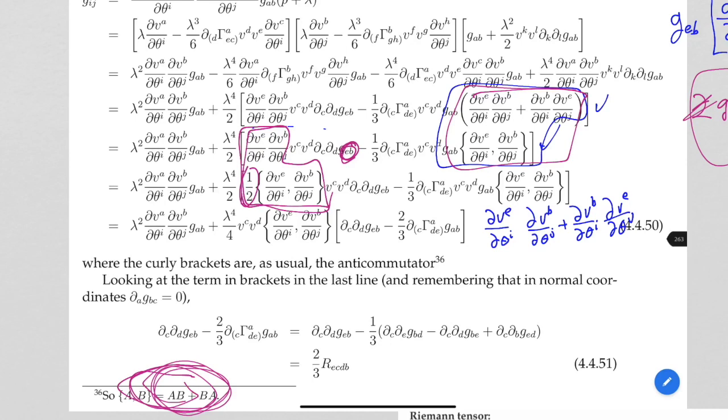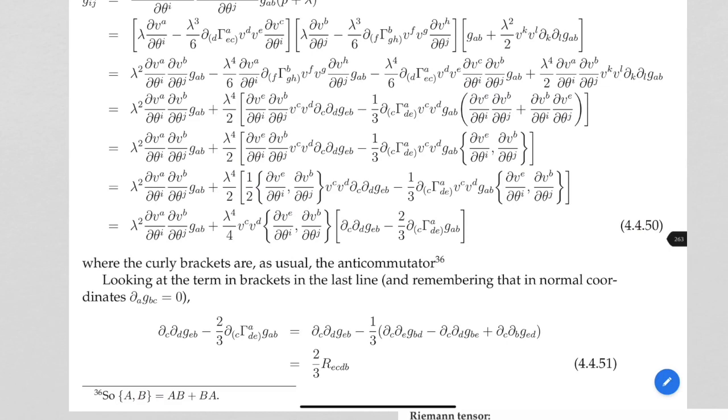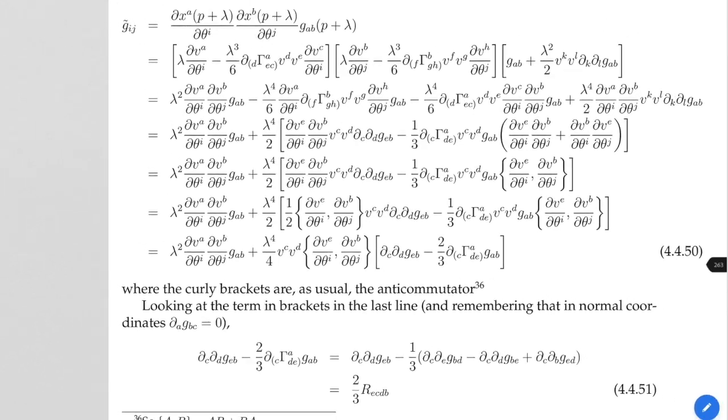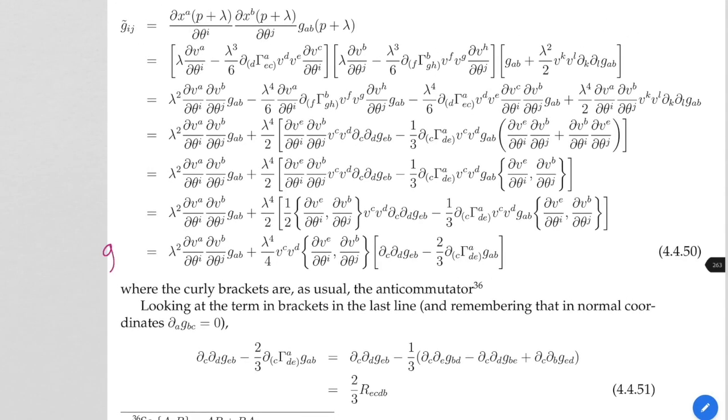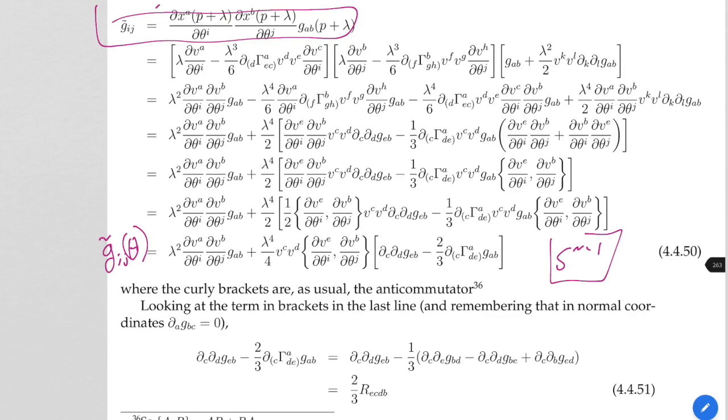So that's good news. Once we get to this point, we just factor out this weirdly defined thing here, and we're left with this last line. Just to keep track of what we're doing, it's G tilde ij as a function of theta. This is the metric on Sn minus 1, which is what we've been after, right? This is what we've been after up here, and now we've got it.